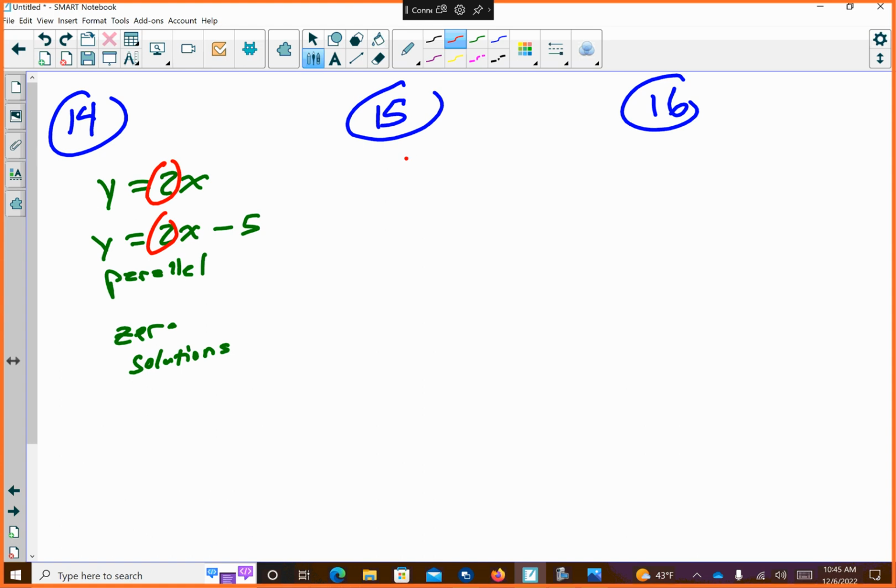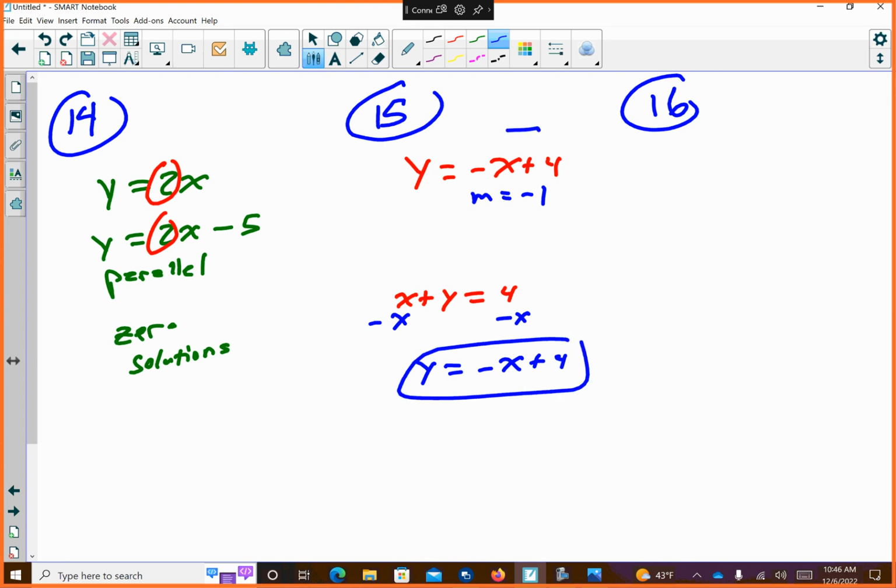Let's take a look at number 15. I don't have a graph on this one. What's the slope of this first one? -1. Now, I'm going to modify this. I'm going to subtract x. So I get y equals -x plus 4. What does this look like in comparison to this? Same thing. So this is the same line. So how many solutions?